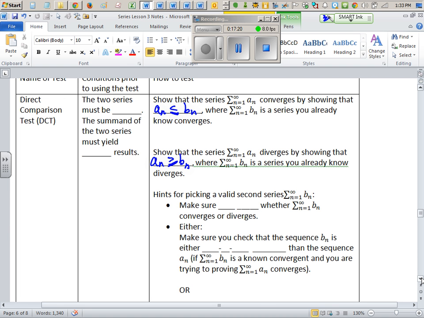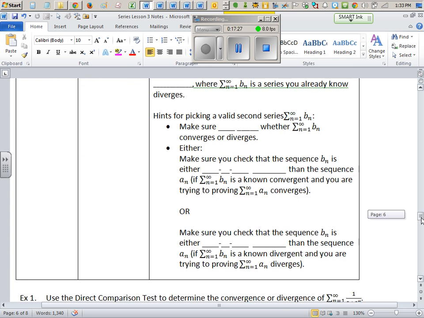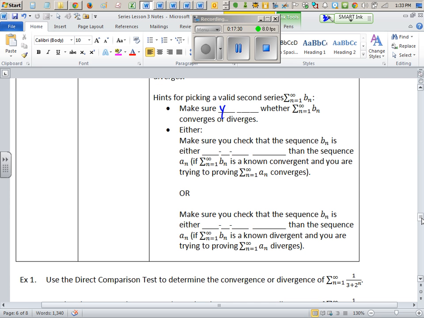So some hints for picking a valid second series B sub n would be, here are my hints to you anyway. Make sure that you know about B sub n. So don't pick a series you've never studied before and try to compare it to another series you've never studied before. One of your series at least should be a familiar, comfortable series. And then when you begin your testing, if you suspect convergence, you need to check, double check, that it is term by term greater than the series that you believe converges.